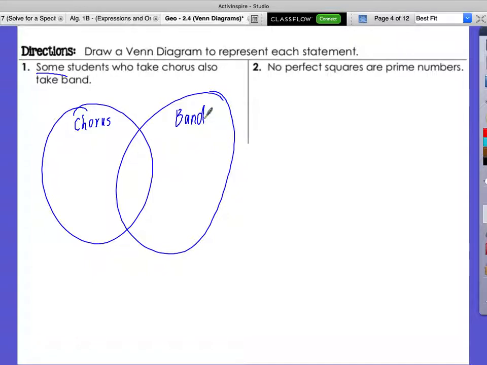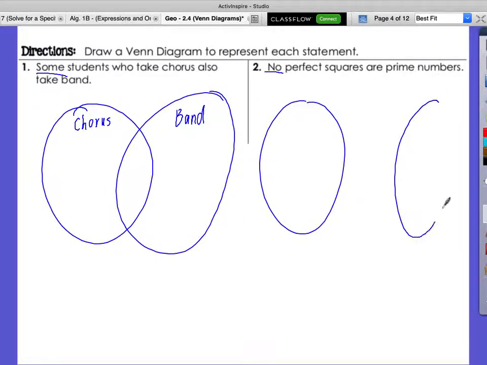Okay? Questions on that? Okay, for our second one. No perfect squares are prime numbers. What word should stick out to us there? No. So which scenario are we going to have? The first, second, or third? Third. So we're going to have two separate circles. They should not be touching at all. One circle is perfect squares, so we'll label it, and the other one is going to be prime numbers.